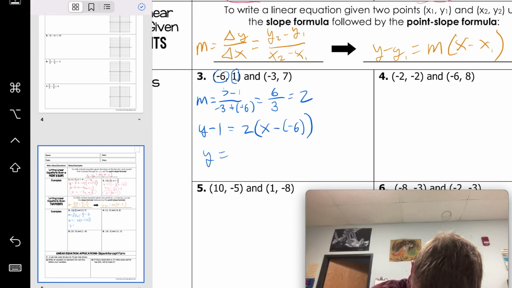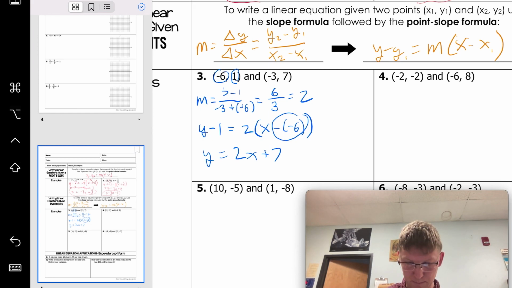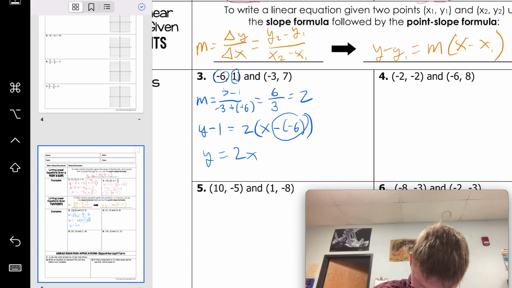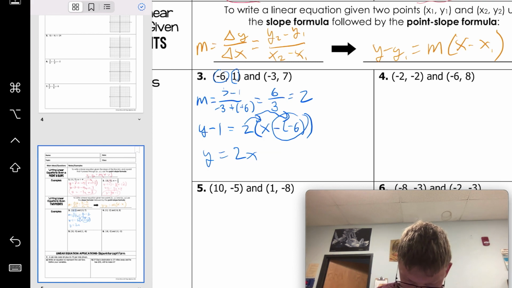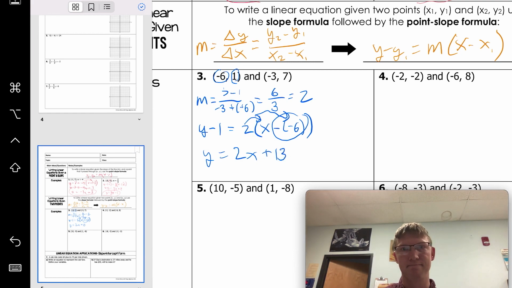Y equals 2x. So this turns into just a +6, and we're adding 1 to both sides, plus 7. Nope, that's wrong. This is what happens when we do too many things at once. I forgot to distribute that 2. So 2 times that +6 is going to be 12, and then we add 1 to it, so it's going to be plus 13. My bad.